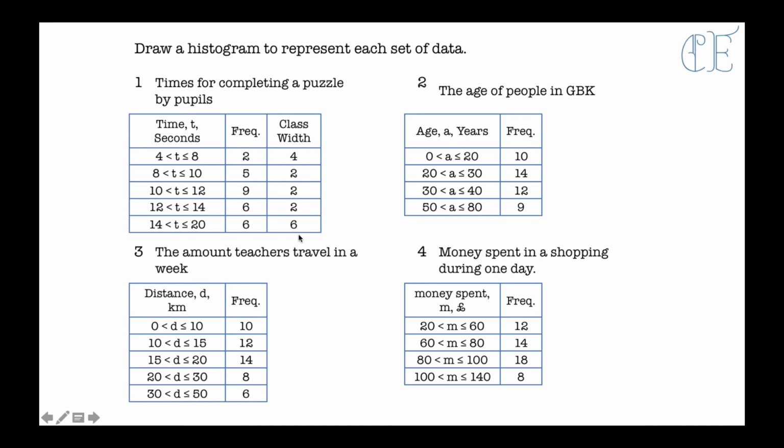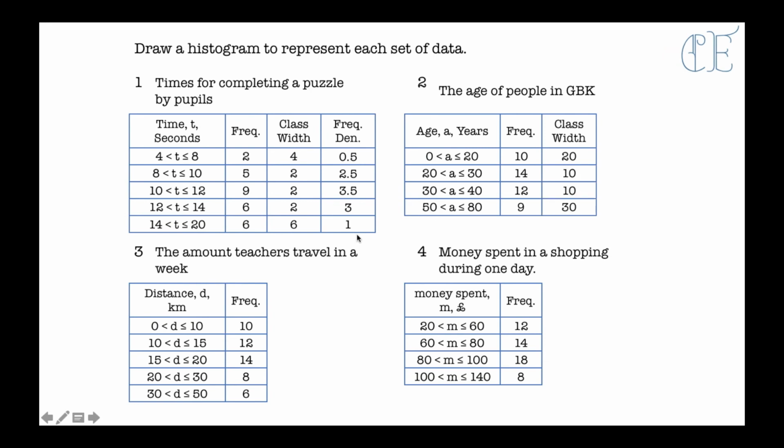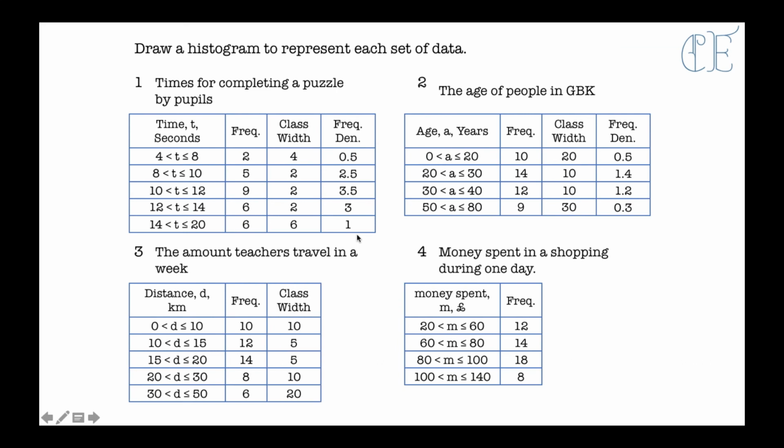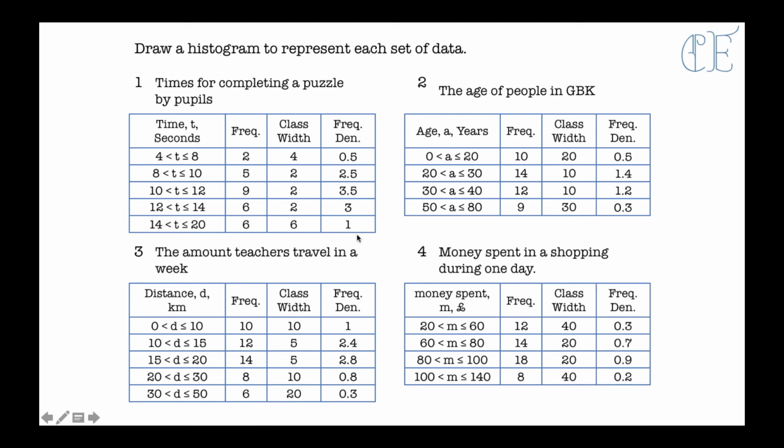So you've got your class width and then your frequency density. Okay, so 2 divided by 4, 5 divided by 2, 9 divided by 2, 6 divided by 2, and 6 divided by 6. Okay. Then on this one here, class width is 20, 10, 10, and 30, and your frequency densities. So I'm just going to put all of those in. I just don't feel like I need to spend too much time on those. I know you will have understood them. Okay, so they're the answers that you should have got for your grids.